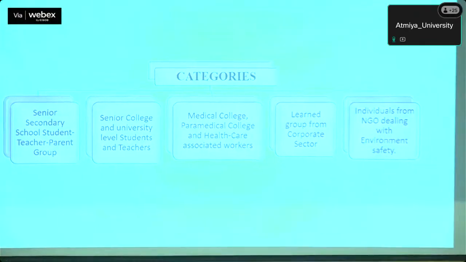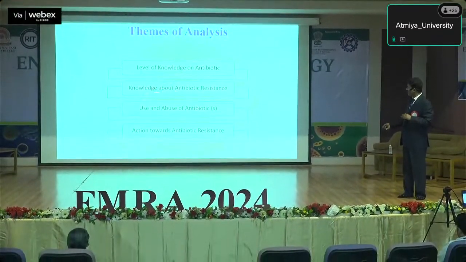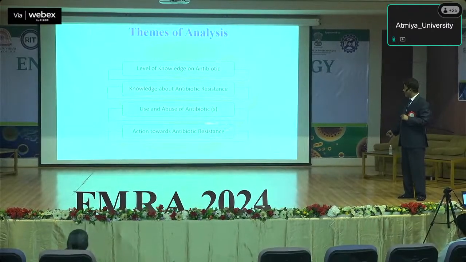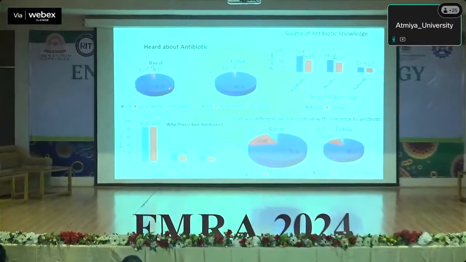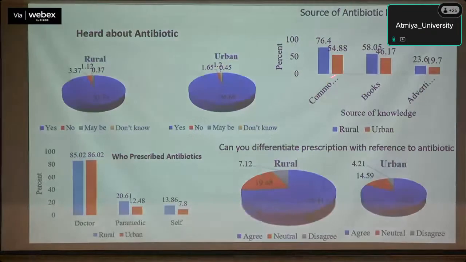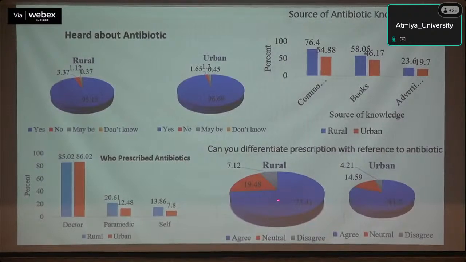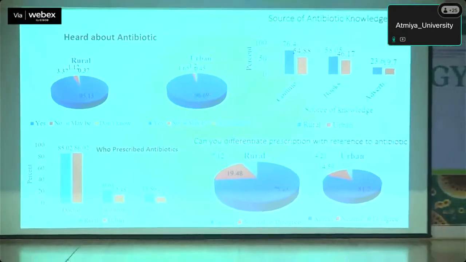So all these different people were taken into consideration, and they were checked for the level of knowledge about AMR, use and abuse of antibiotics, and action towards the resistance. So it was found that although most of them, like 95% of them, say we have heard of antibiotics, they have read from common knowledge, books or advertisements. But you can see that almost 75 to 80% of people believe, rural and urban, that we can differentiate.